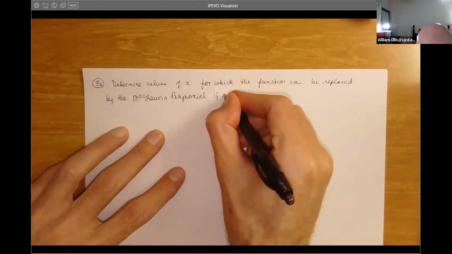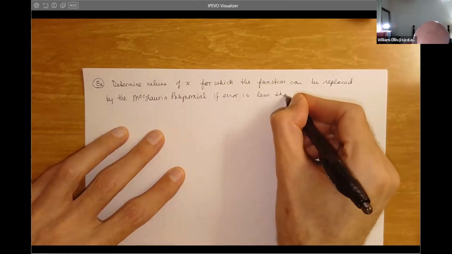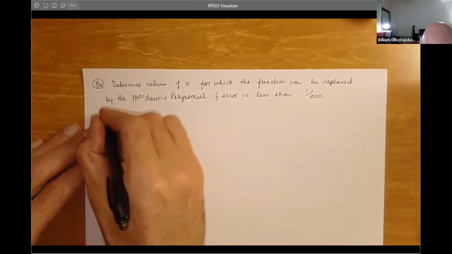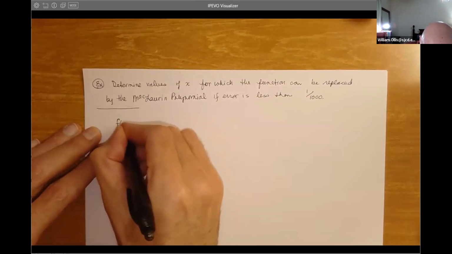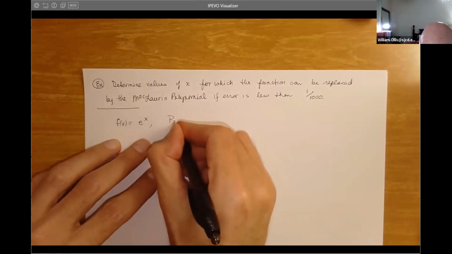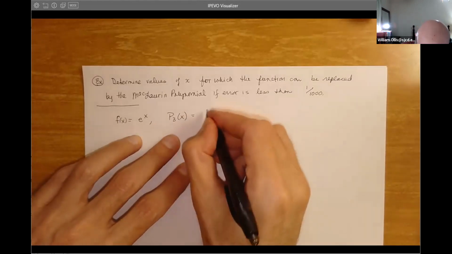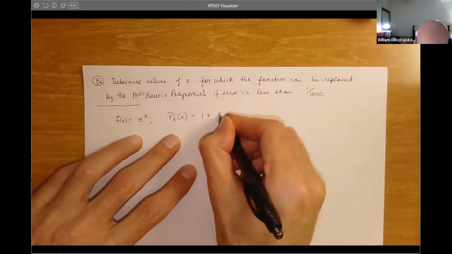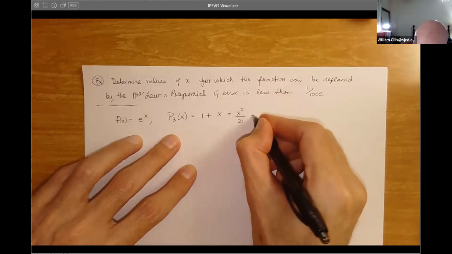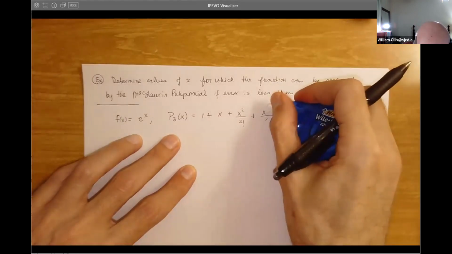If the error is less than 1/1000. So we're going to have, in this case, f of x equals e to the x. And we're going to have the third degree polynomial. You know what it looks like. Just chop off the last two terms that I wrote with the last one. We get 1 plus x plus x squared over 2 factorial plus x to the third over 3 factorial.